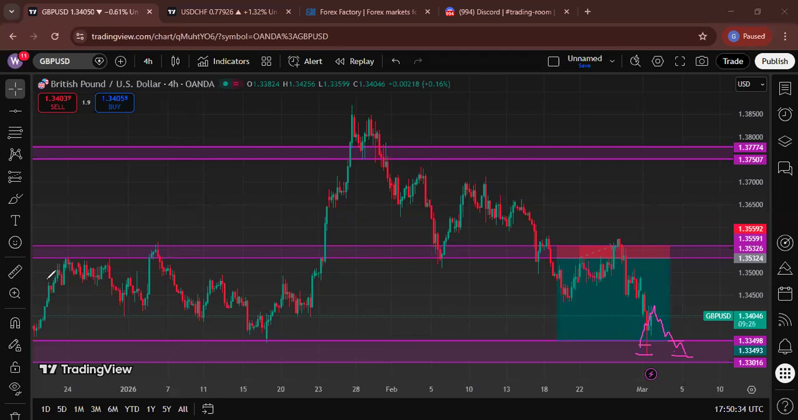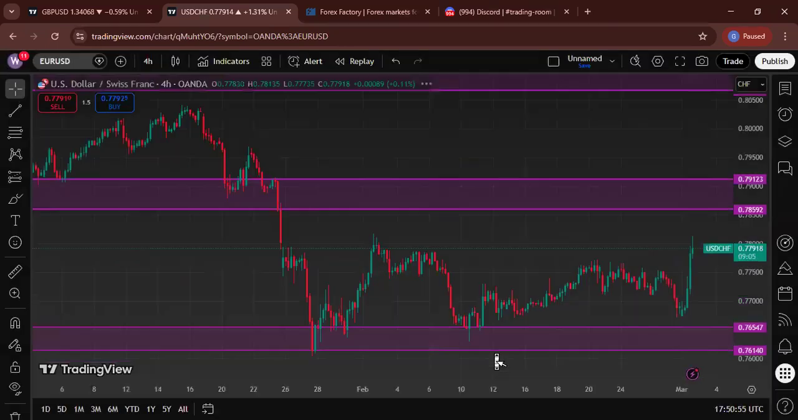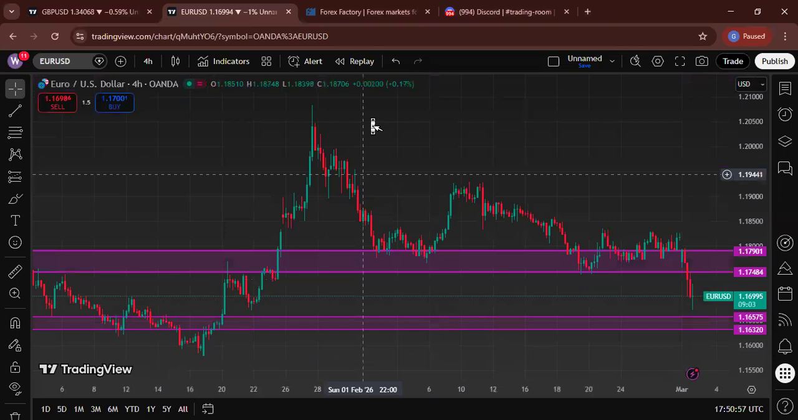Okay, so it's the same thing even for Euro USD. I think for Euro USD we had a very nice setup, a very nice bearish reversal setup. So let me clear this. You look at Euro. There is Euro USD. So this is what we have. Euro USD has finally broken below this level here.